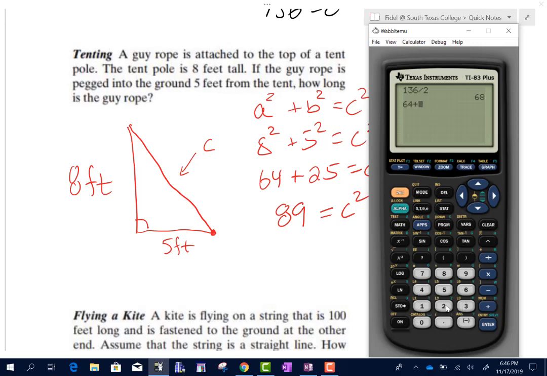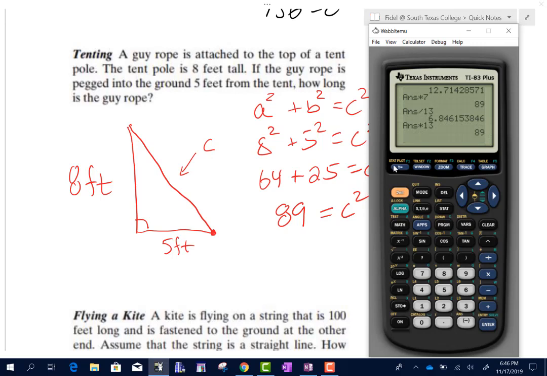64 plus 25, yes, is 89. Can I divide it by 3? Let me check, nope. Times 3. Can I divide it by 7? Nope. Times 7. Can I divide it by 13? Maybe? Nope. Times 13.